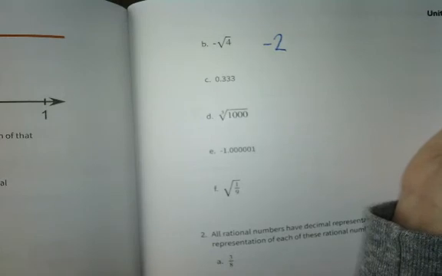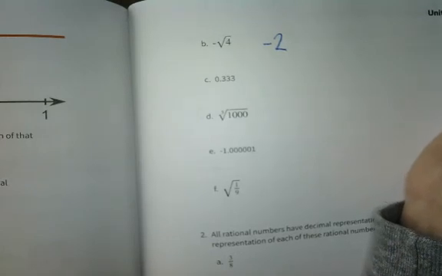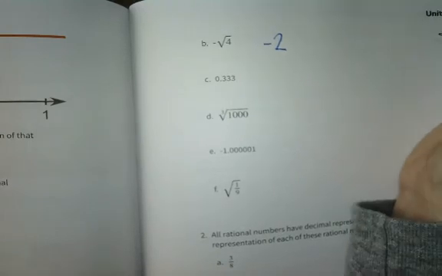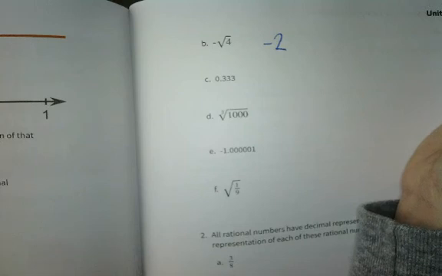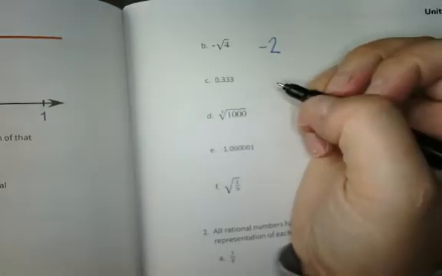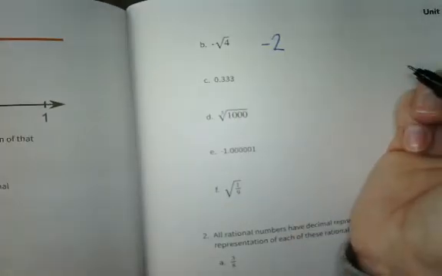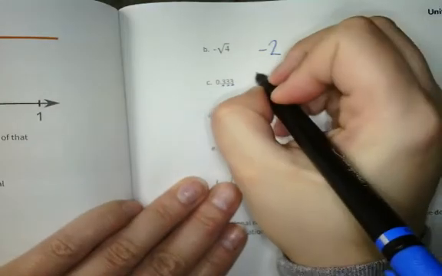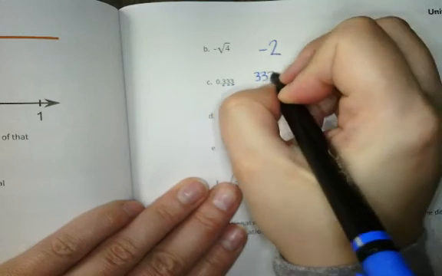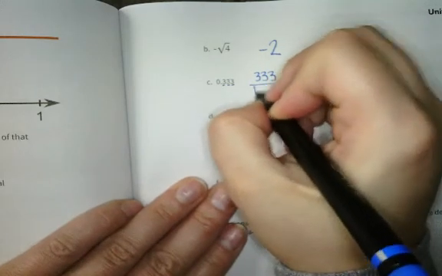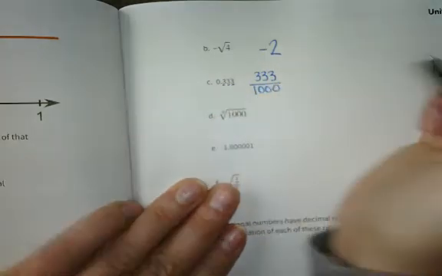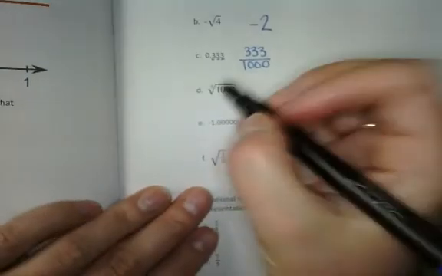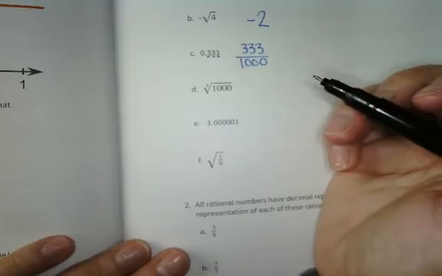All right, 0.333. It doesn't have a repeating sign over it. So I would say, now remember how I did the A? I did it over 10. Well, look, tenths, hundredths, thousandths. So 333 over 1,000. Good. Okay.